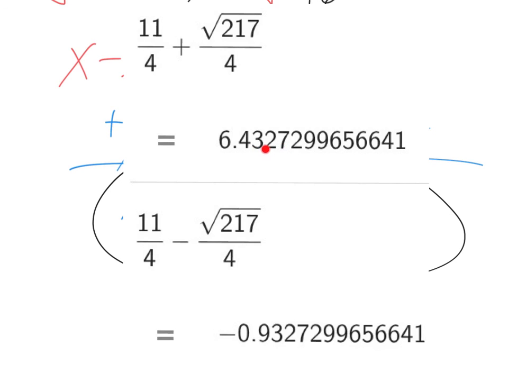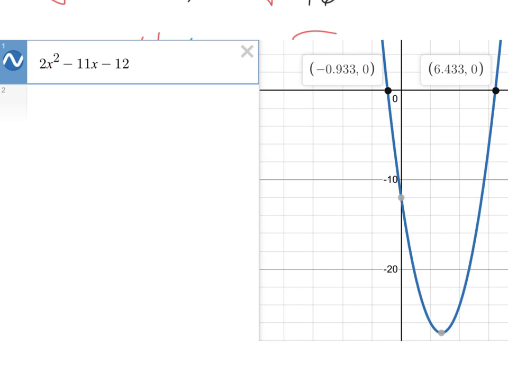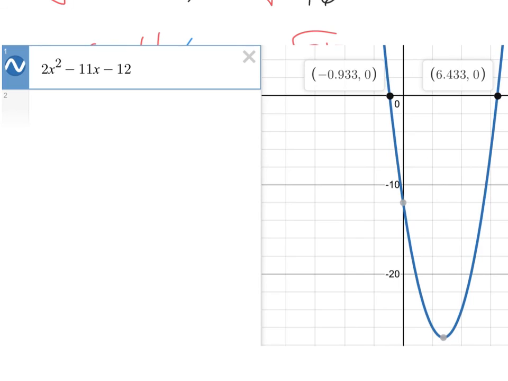6.4327. So that 7 will round that 2 up to a 3. So it'll be 6.433. And then this one will be 9.9327. Again, that'll round that up to a 3. So it'll be negative 0.933. And of course, you could just graph it, and since the answers were real solutions, here it is typed into Desmos, and you see it's already rounded to the nearest thousandths place.